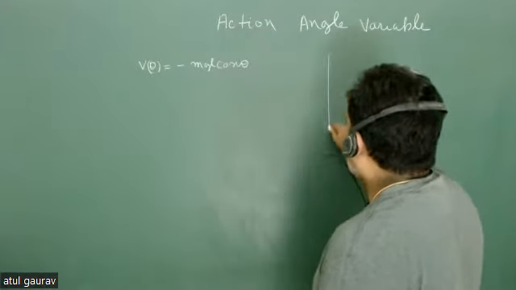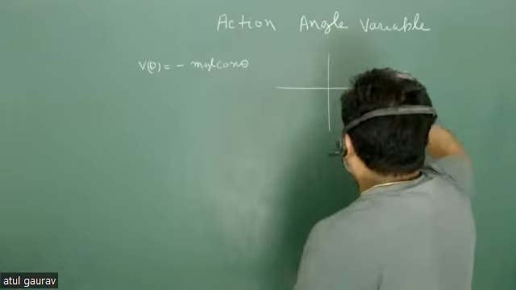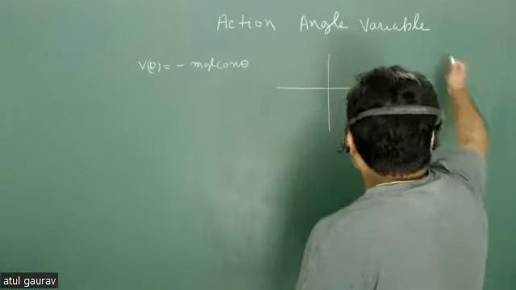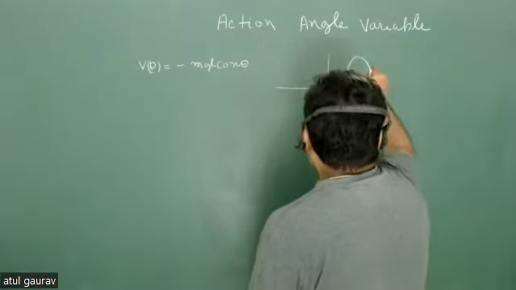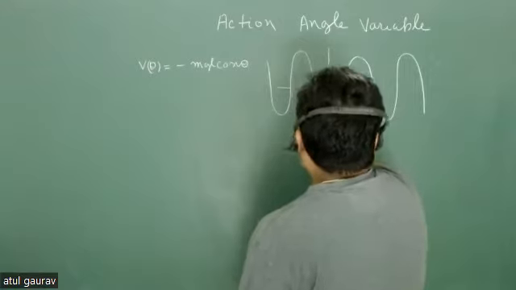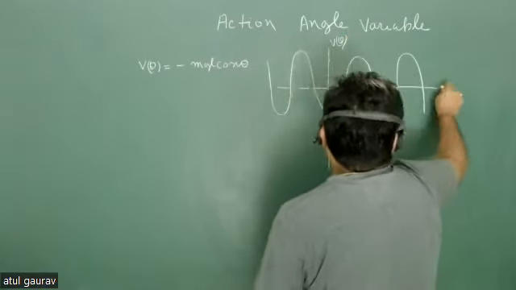If you plot this potential, it is basically periodic in nature, sinusoidal and periodic. So the potential itself is something like this. It's a very bad drawing actually. This kind of potential is there, and this is basically V(θ) versus θ.